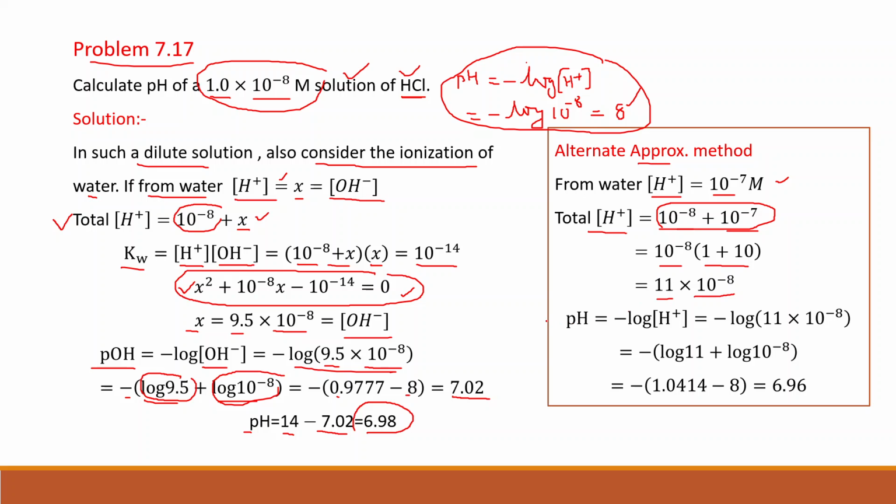Now again use the same formula: pH is equal to minus log of hydrogen ion concentration, which is equal to minus log of 11 × 10^-8. So we can write minus in bracket log 11 plus log 10^-8. If we see the value of log 11, it comes to 1.0414, and if we solve this one, we will get minus 8. The final result is pH equal to 6.96. Again, we can say this is roughly equal to the previous one.